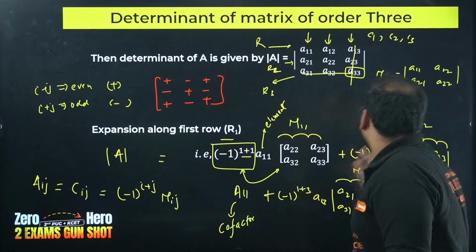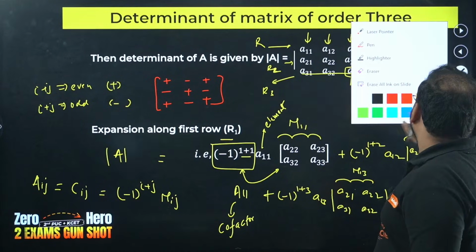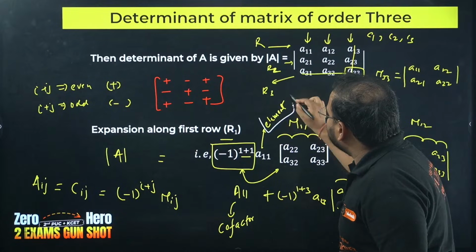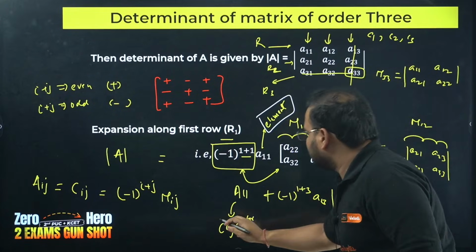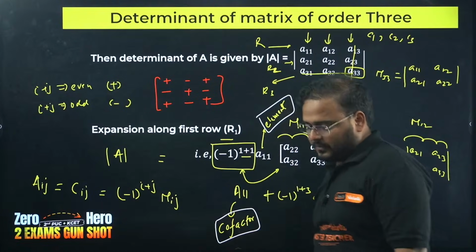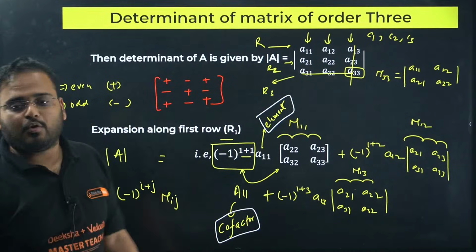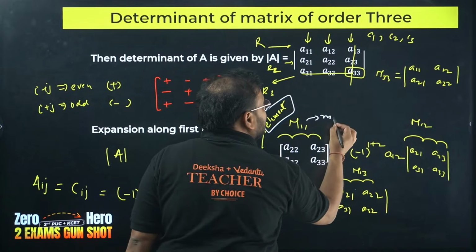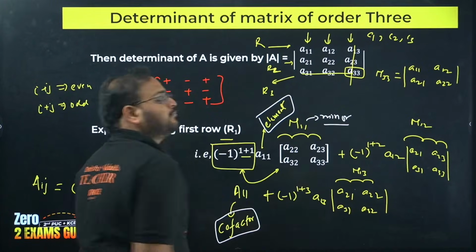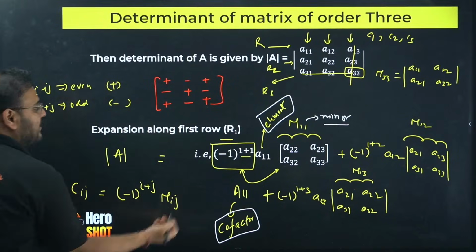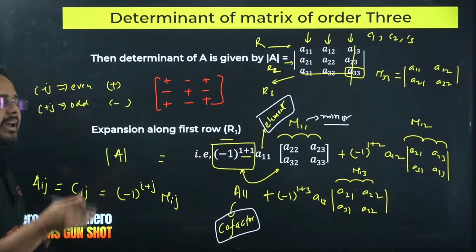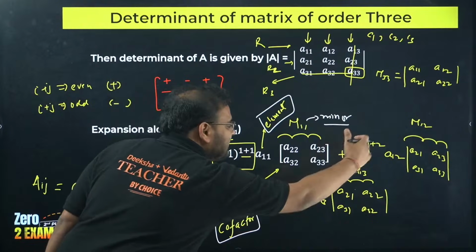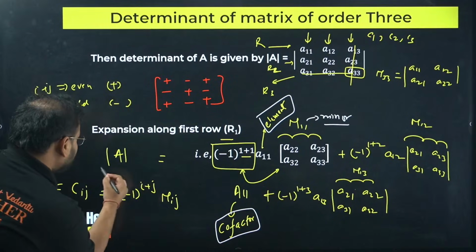This is your cofactor. Let me highlight it for all of you. Here it is: the element, the minor, and the cofactor. So A11 becomes your cofactor, this is the element, and M11 is the minor. The minor along with the sign becomes the cofactor, and the cofactor multiplied with the elements and taken as a product becomes the value of the determinant.